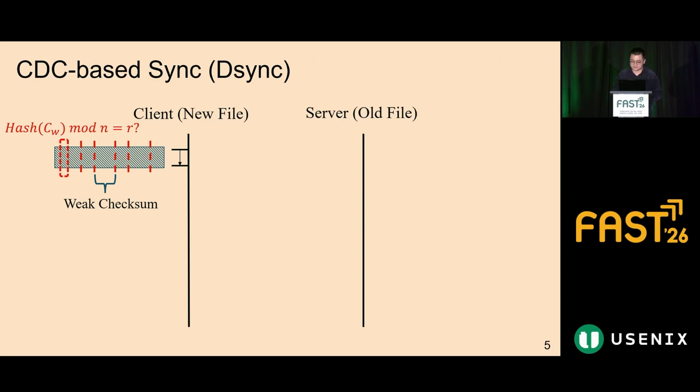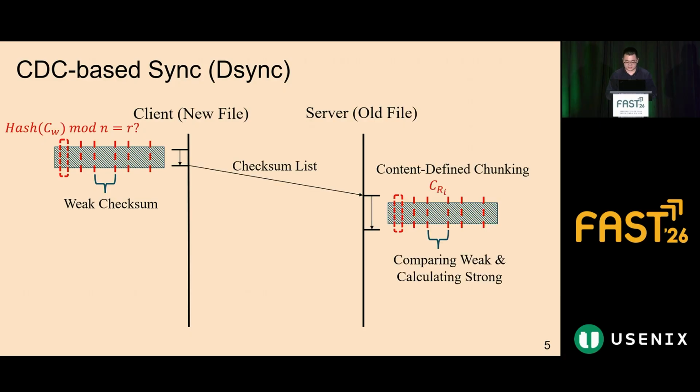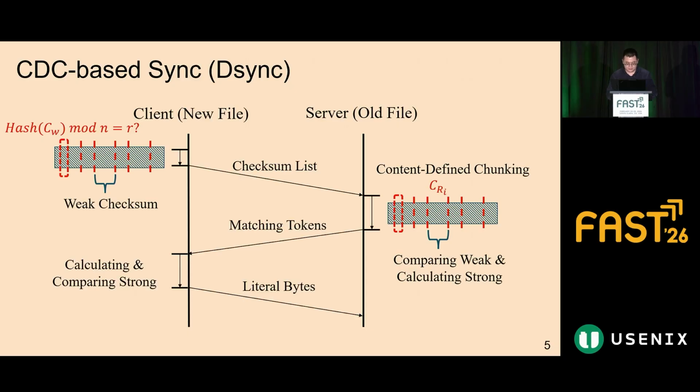Here, the client cuts the new file into variable-sized chunks, calculates their weak checksums, and sends the list to the server. The server finds the matches, computes strong checksums only for matched chunks, and sends tokens back. After verifying, the client sends the data to the server.